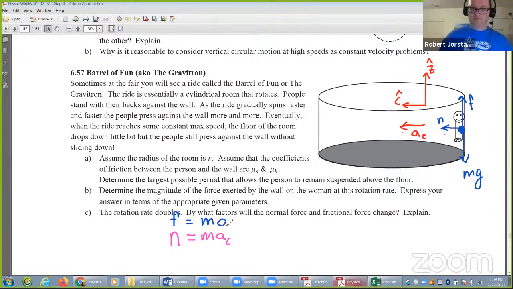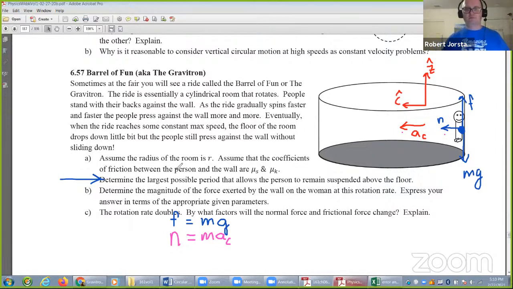Correct? Yep. Cool. Now we've got to be careful. Read this sentence right here. Determine the largest possible blah, blah, blah that allows the person. Okay. So it says largest possible period. Is this thing spinning quickly or slowly? Slowly. It's a large period. That means it's a slow motion.